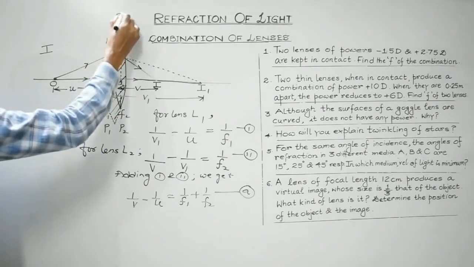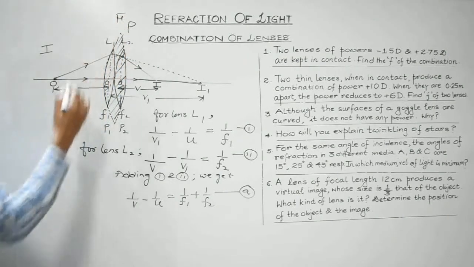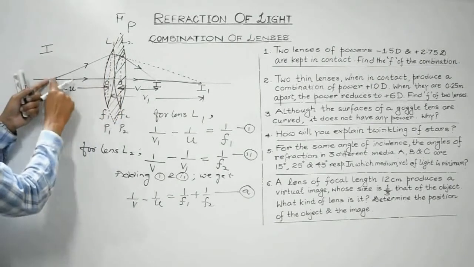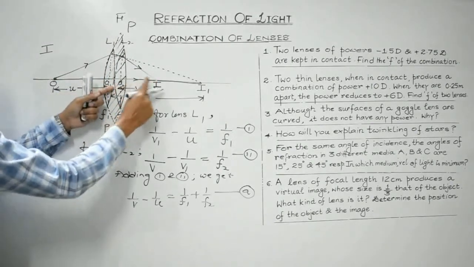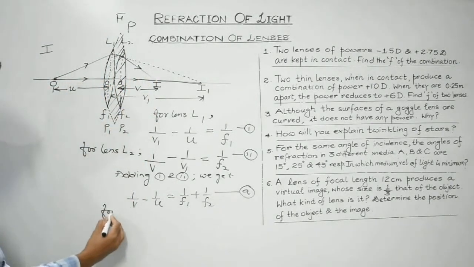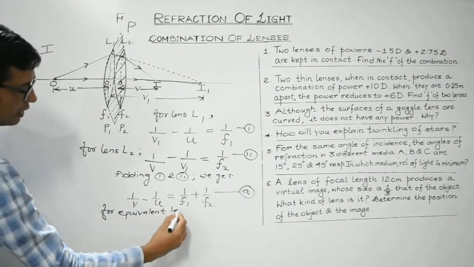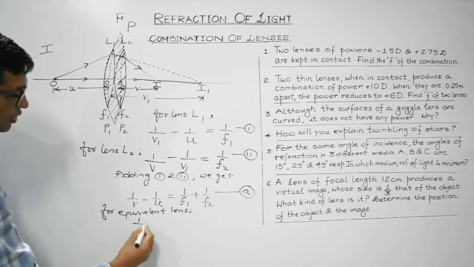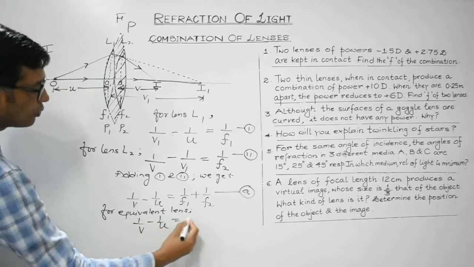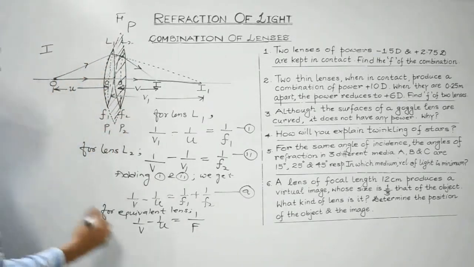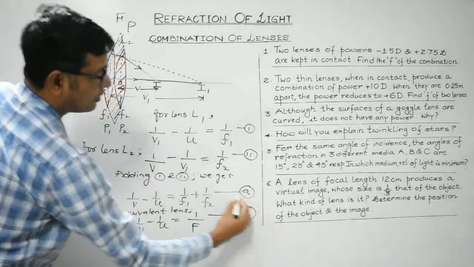Of focal length say F, and let the resultant power be P. So for this single equivalent lens, the object distance is U and the image distance is V. As per the lens equation, 1 by V minus 1 by U should be equal to 1 by F. F is the focal length of the equivalent lens, right? Put this as equation number B.